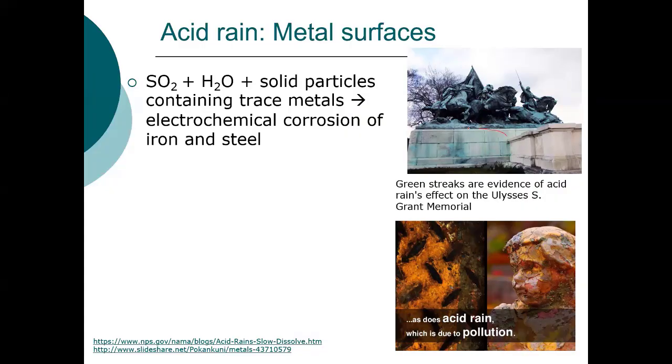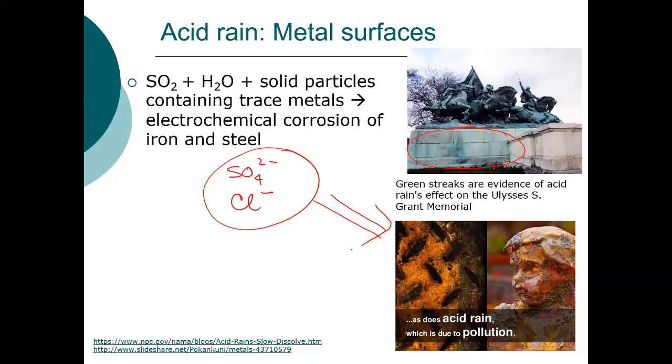And you can see it here. These green streaks are actually the result of the oxidation of copper, and it's just washing away that material. This is accelerated by the presence of sulfate and chlorides. So where you have sulfates and chlorides, you're going to see a more rapid corrosion of your metal structures. And of course, oxygen is a strong oxidant, and the presence of oxygen, which we need, also accelerates these corrosion reactions.